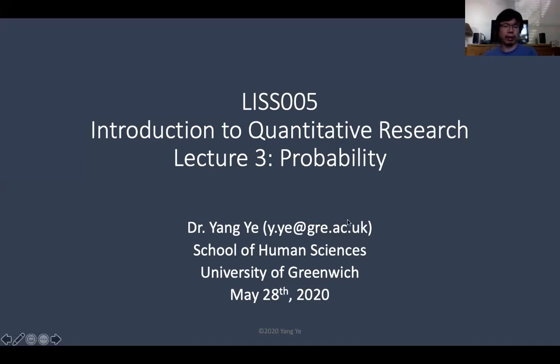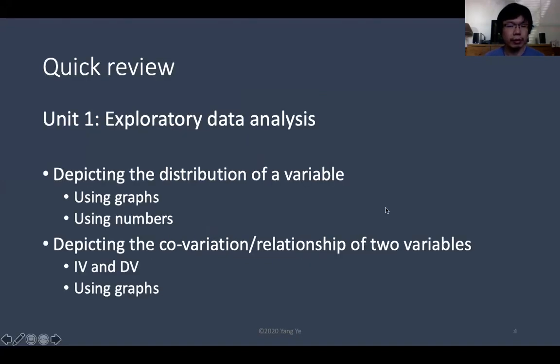So today we will talk about probability. But before we do that, we have a quick review of what we have learned in the first unit, that is the two lectures we have done. We studied exploratory data analysis. We depicted the distribution of a single variable using graphs and numbers. And we also learned how to depict the covariation or the relationship between two variables, one the independent variable, the other the dependent variable, using mostly graphs.